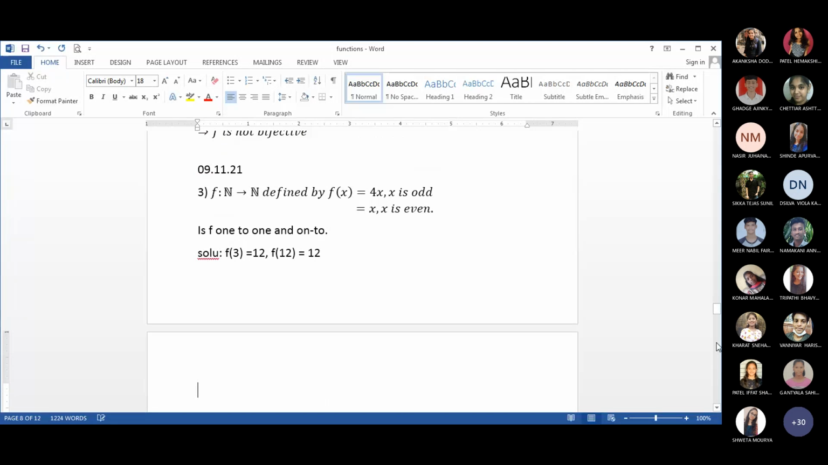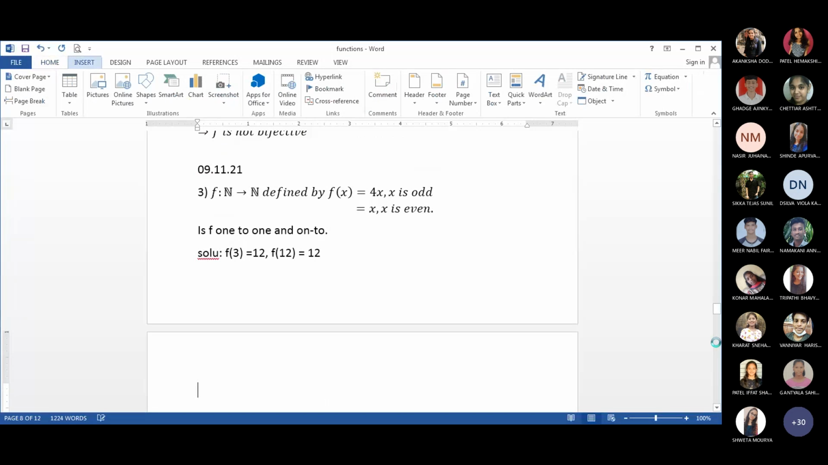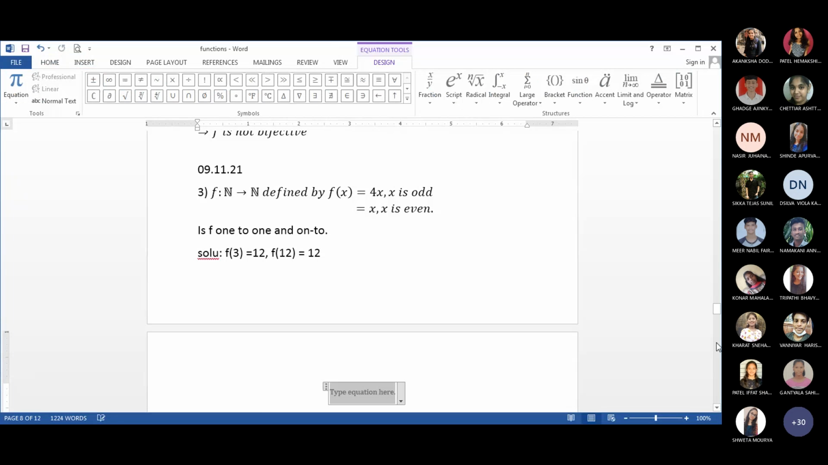So what we get here is that 3 and 12 are two different numbers, right? 3 and 12 are two different numbers, but f of 3 is the same as f of 12. So two different elements in the domain do not have two different images in the codomain. So here f is not 1 to 1.